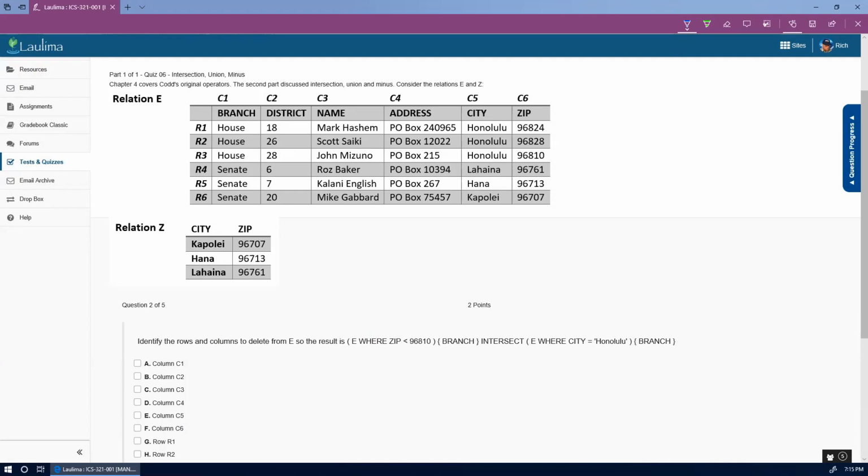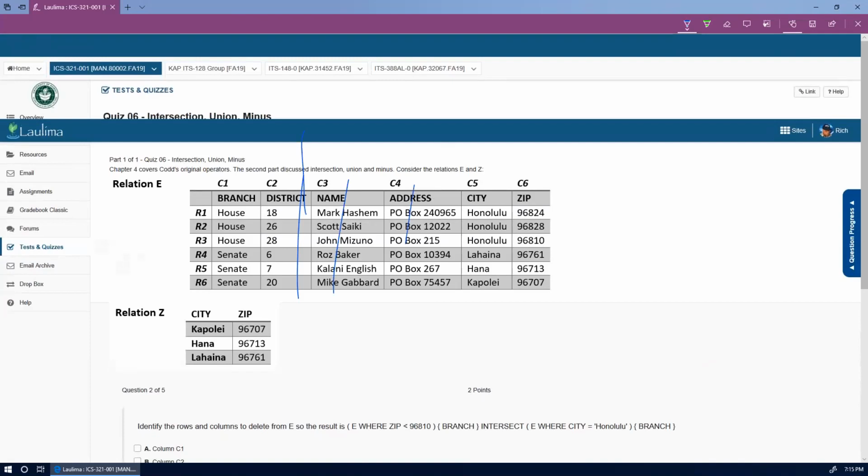So, branches. We're going to get rid of all the columns except branch. And we want zip less than 96810 and city is Honolulu. Intersection. So city is Honolulu, and zip is less than 96810. I don't see any zip less than 96810 where the city is Honolulu.